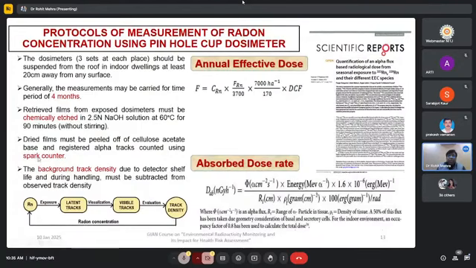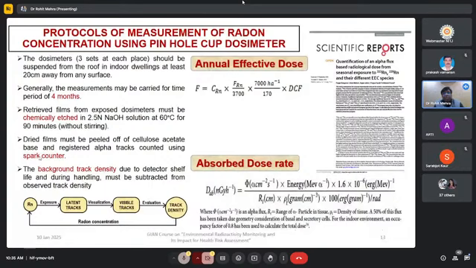Then we could skip this slide, and on protocols, again I could repeat that generally it is preferred to go for 3 to 4 months of measurement with a single detector placed for a particular season, and then repeat the process for the next season, and again for the next season, and finally cover the whole year in such a fashion that you get a total annual concentration.